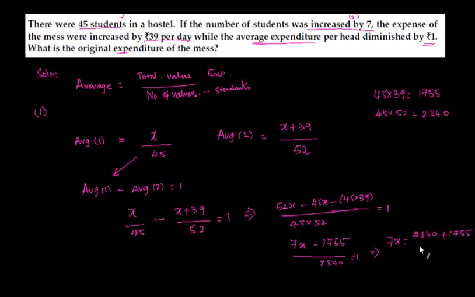1755. If you add these two, it is 4095, divided by 7. We can reduce this. This is 5 times 39, 8 times, and you've got 5. So x equals 585. This is the original expenditure. That is the answer.